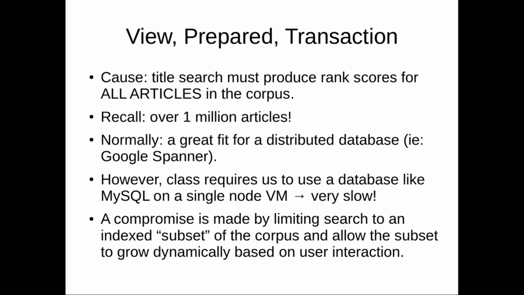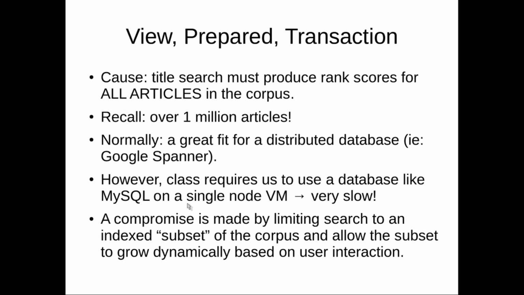So you will have very high network overhead, but generally very quick computation of the rank scores for the entire corpus. Now, this class requires us to use a traditional database like MySQL on a single node virtual machine. So we do not have this leverage here. We have to do it the old-fashioned way. The unfortunate side effect of this is that it's going to be very slow, especially if you want to do this over 1 million articles, right?